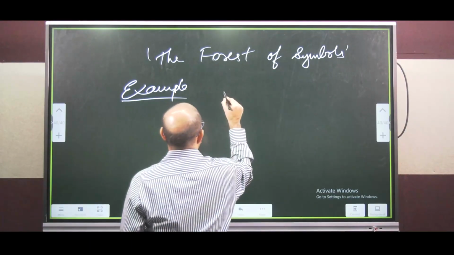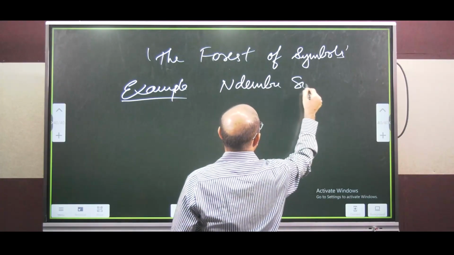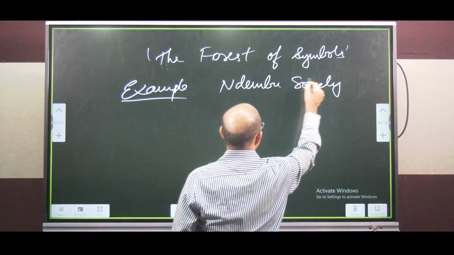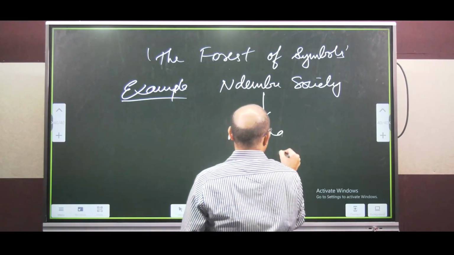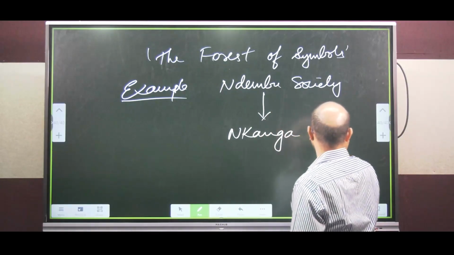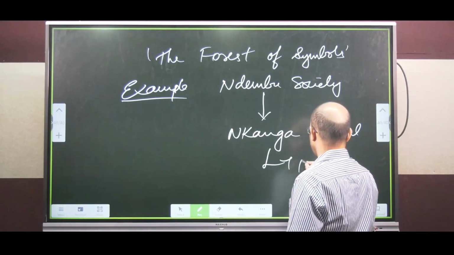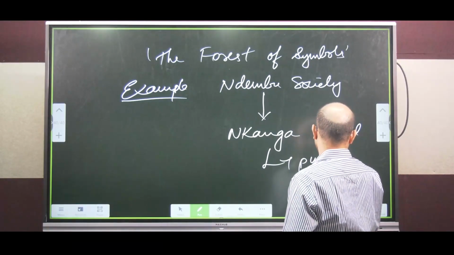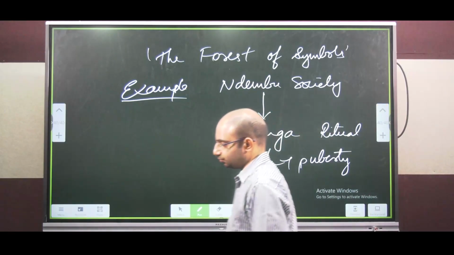For instance, he studied in this book the Ndembu society, and within this society he focused on one ritual called the Kanga ritual. This is a puberty ritual, and then discuss how he interprets the symbolism of this ritual.